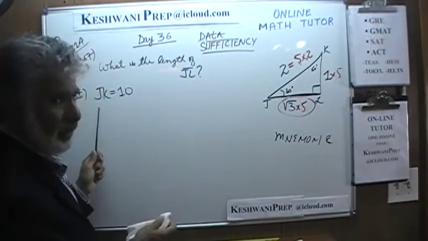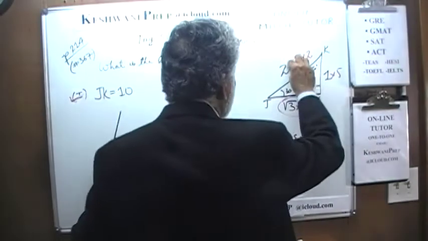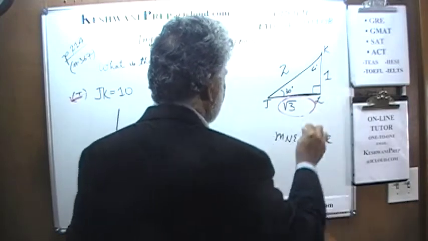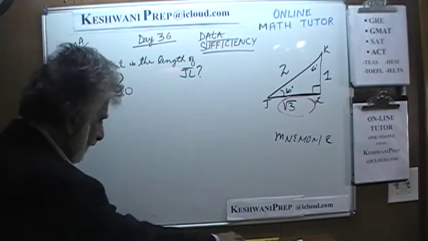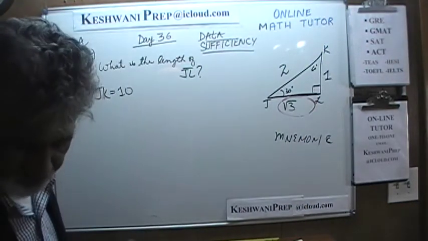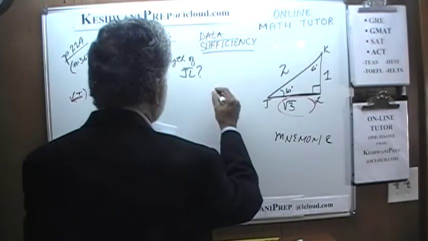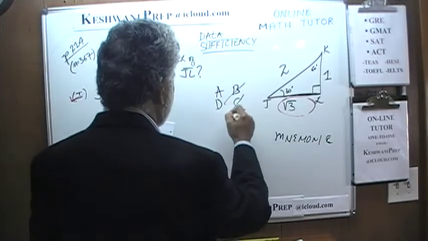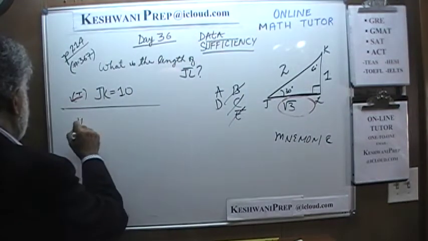Now that we are done with that part, we can no longer use that information. We know the first statement is enough, but before we get to the second statement, we must erase this part, because we cannot use that information obviously. Which means first statement was enough. A, A, D, B, C, E, which means the answer cannot be B, C, or E. Let's see what the second statement tells us.